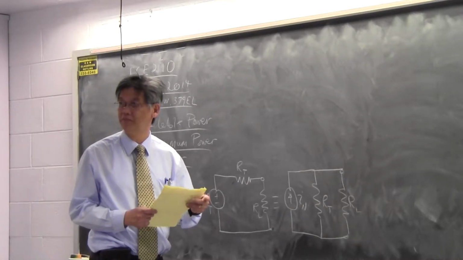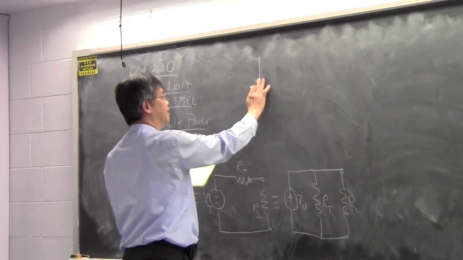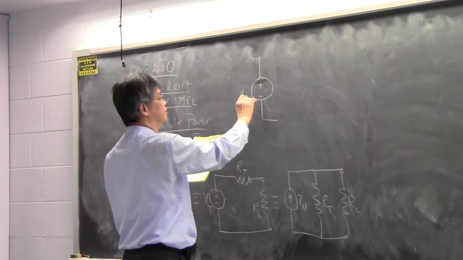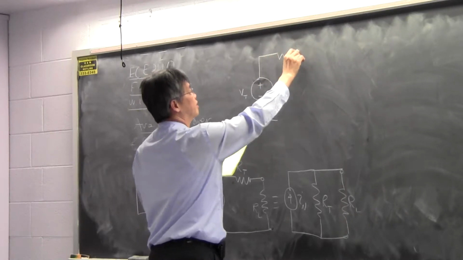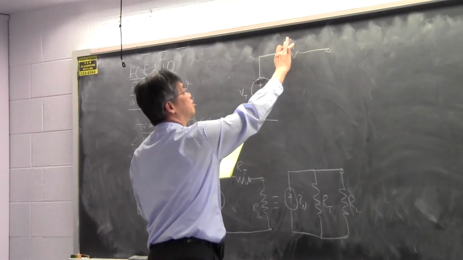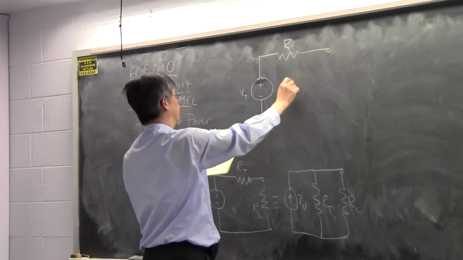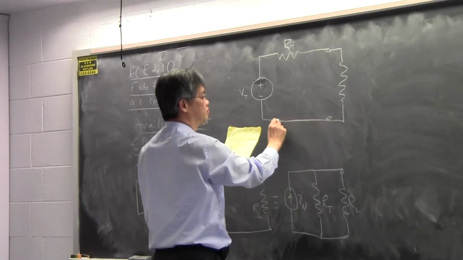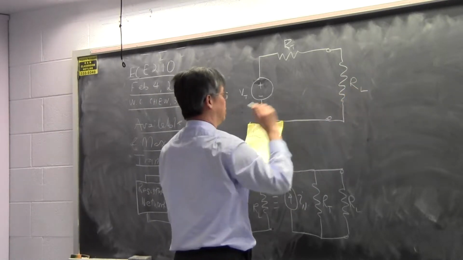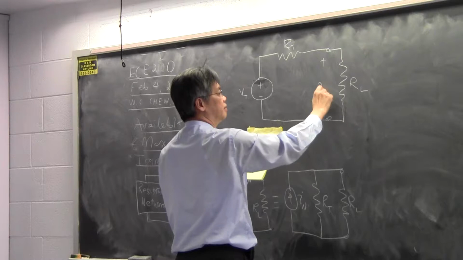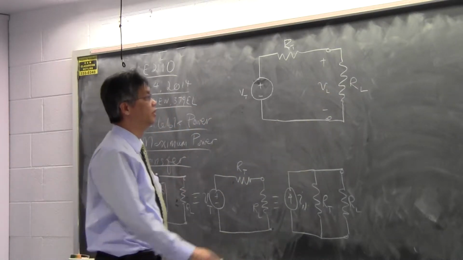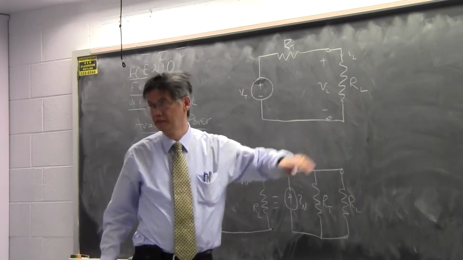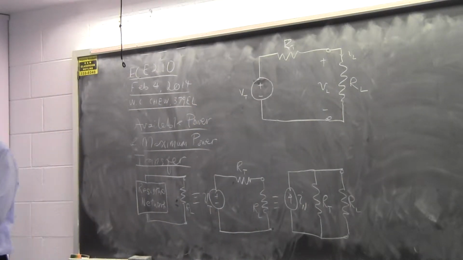After reduction to a simpler one, the question to ask is then, if I have a source of this kind, a Thevenin source with a Thevenin resistor, and then you have a load hooked onto it, and then you have a current flowing here that goes into the load, and you like the power transfer to the load to be as large as possible.